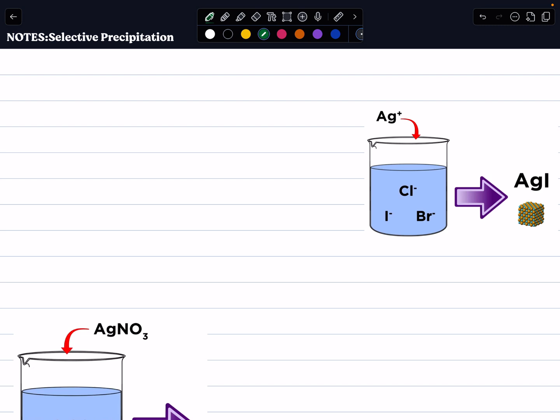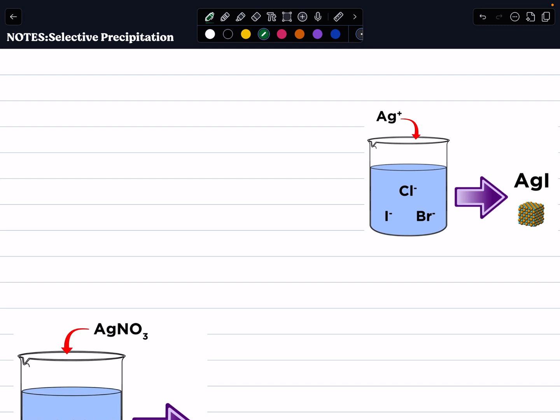All right. So again, as a definition, we know that selective precipitation is a lab technique where we are targeting the precipitation of one ion over another in a mixture of ions. Now, we can be targeting a cation over other cations or an anion over anions. But the key is that we are going to exploit differences in the solubility of these ions to extract one ion over another.